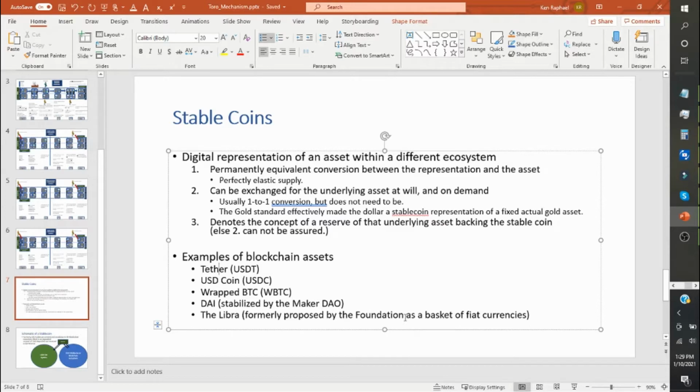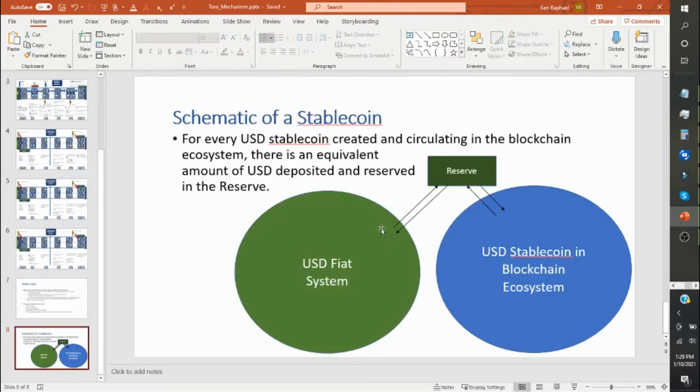So now let's look at how a stable coin works. It just means that in the USD real world, there will be a dollar. You put that dollar into a reserve. In exchange, a dollar is created for you on the blockchain. And Tether was an example of that. So let's look at how that looks on an exchange.